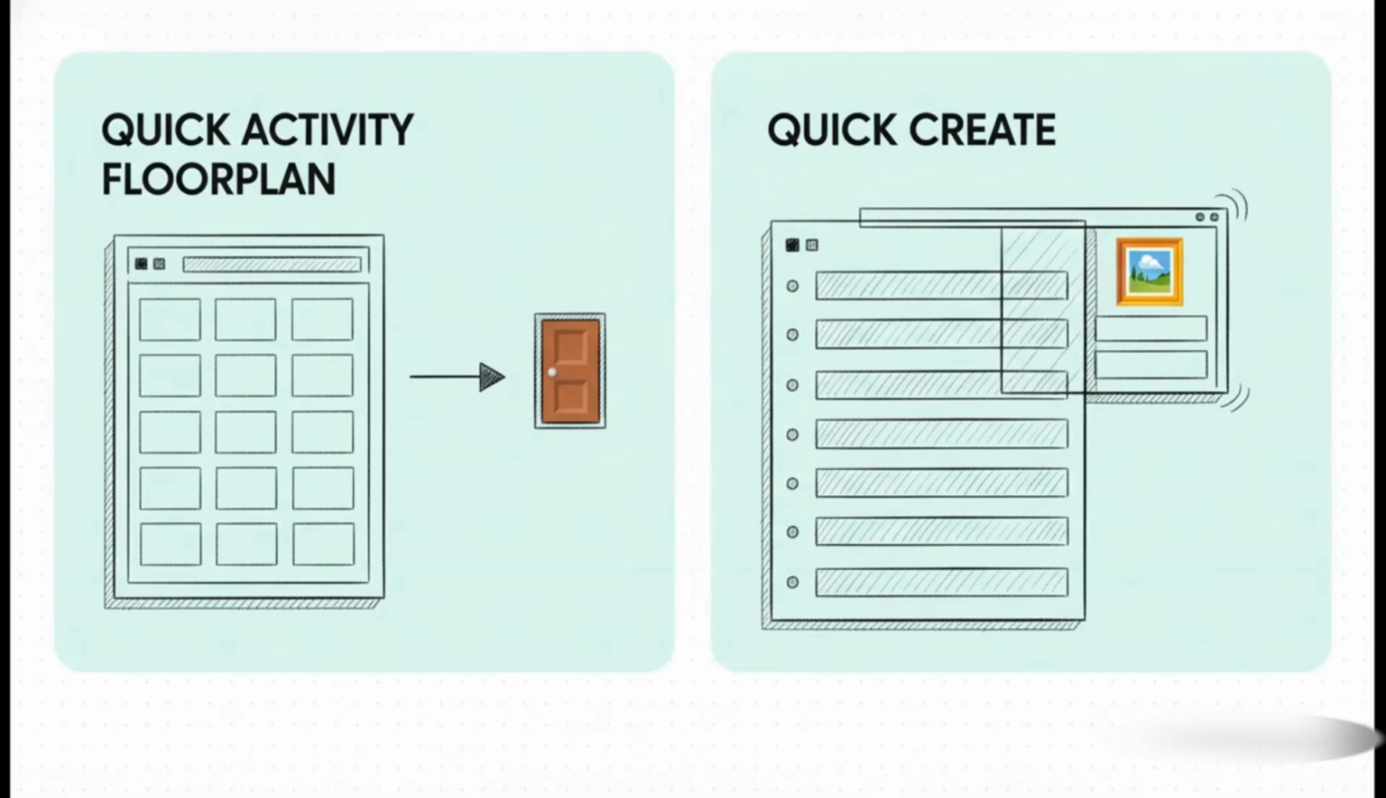And what about doing quick tasks like creating a new contact? Well, in the object-based world, that means opening a quick activity floor plan. A whole new screen pops up, taking the user away from their list. But in the thing-based world, you use a quick create. It's a perfect example of this modern feel. A little window just slides in from the side, the user fills it out, and they never leave the page they were on. It's just smoother.